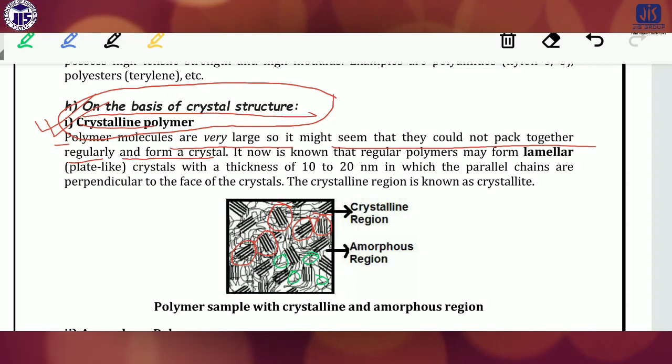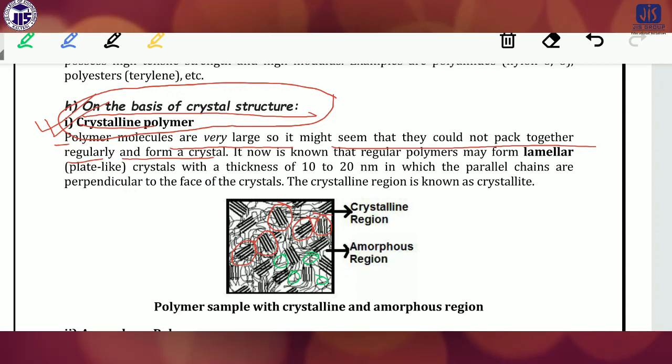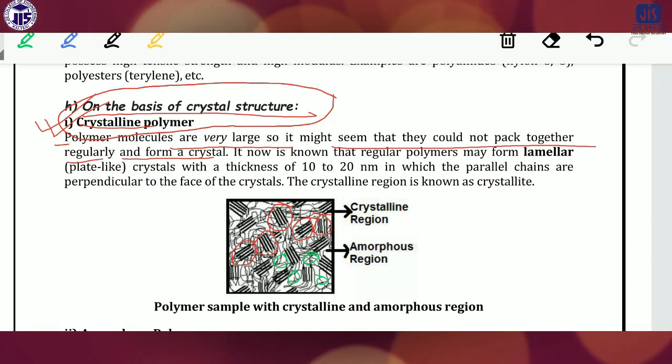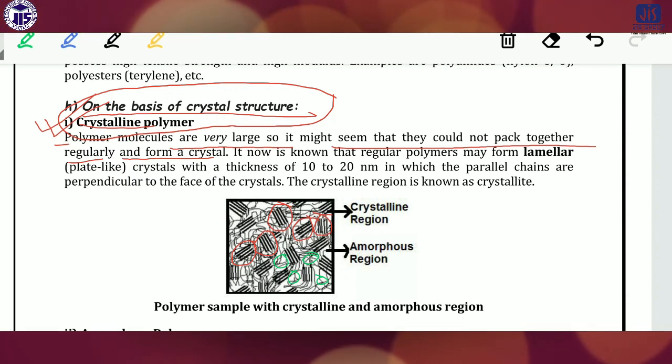Okay, there are some specific types of polymers also included, which we will discuss in the next class. But before that, you should have some sound knowledge about each and every category of the classification. So that's all for today. We'll discuss some specific types of polymer in the next class.